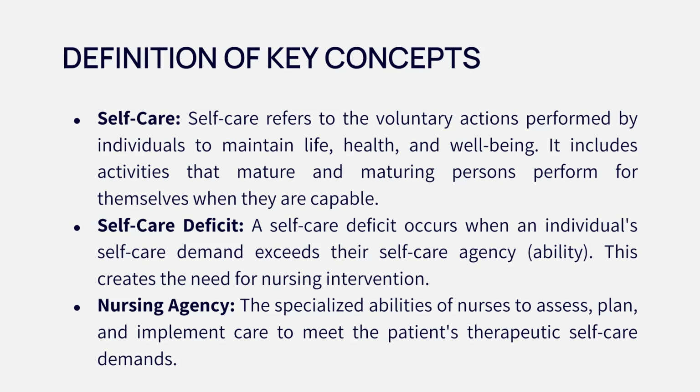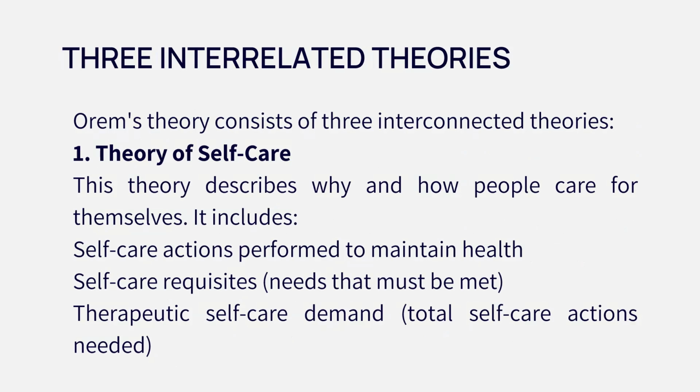Okay. Next, we will move to the three interrelated theories. These theories are again interrelated, made up of three theories in themselves. The first theory is the theory of self-care. What does the theory of self-care say? This theory describes why and how people care for themselves. In daily life, everyone takes care of themselves; it shows that self-care actions are performed to maintain health. So what self-care activities do we perform to maintain health?